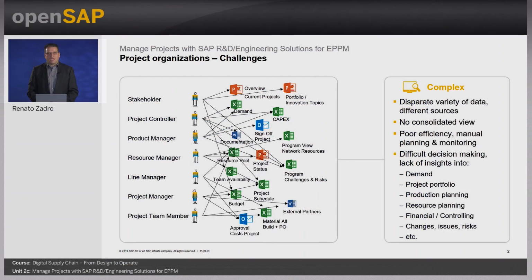In this unit, I will give an overview of solution capabilities that help customers to better manage projects in the digital supply chain. Many project-driven organizations, such as IT offices, R&D teams, and professional service providers, are forced to use multiple solutions to be able to manage project information across the entire project lifecycle. These solutions are very often decoupled from the company's ERP system.